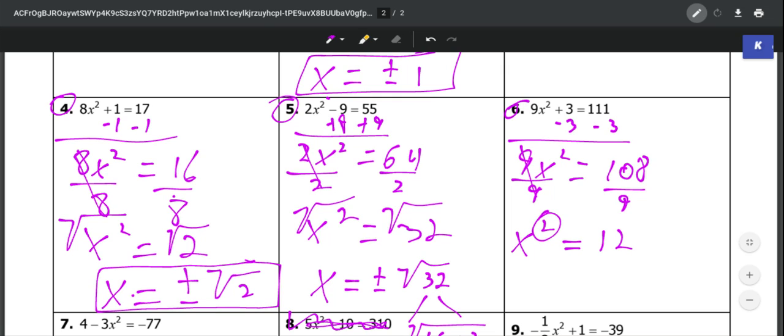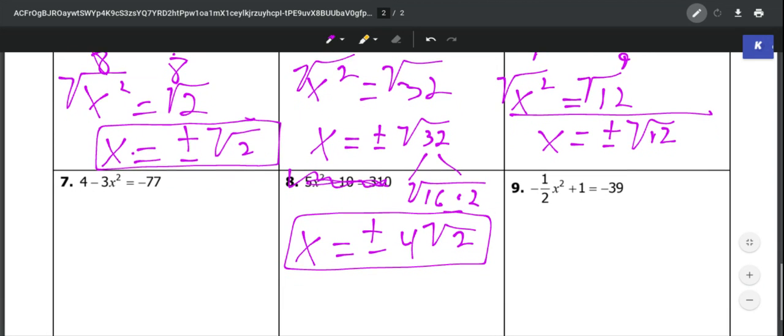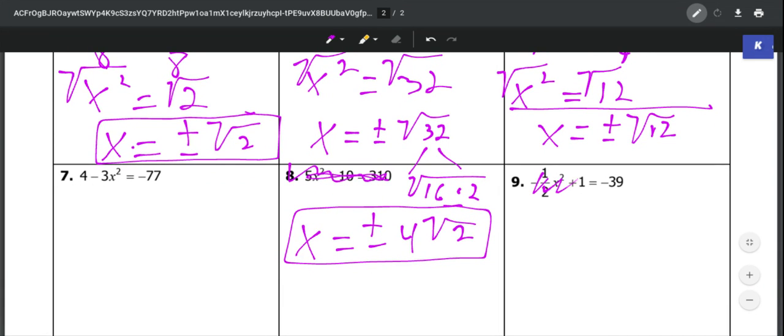Now to get rid of this exponent of 2, we have to take the square root of both sides. So we'll get x is equal to plus or minus the square root of 12. But you're not done yet because the square root of 12 can break down further. So if we want to break down the square root of 12, we could use the square root of 4 times 3 because 4 is a perfect square.